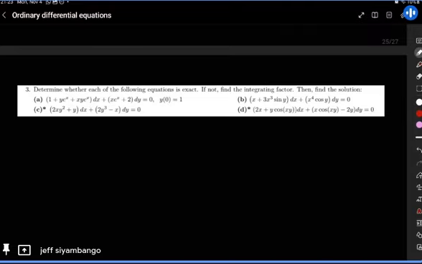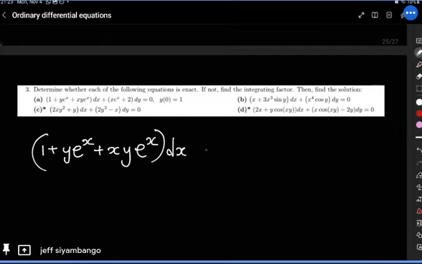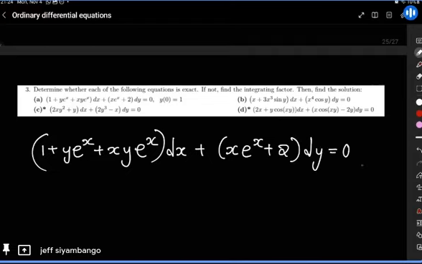So let's start. We can go through all of them as we try to see which ones are exact and which ones are not. So let's get the first one. We have (1 + y e^x + xy e^x) dx, then plus (x e^x + 2) dy equals 0, and this is giving us that initial value problem.